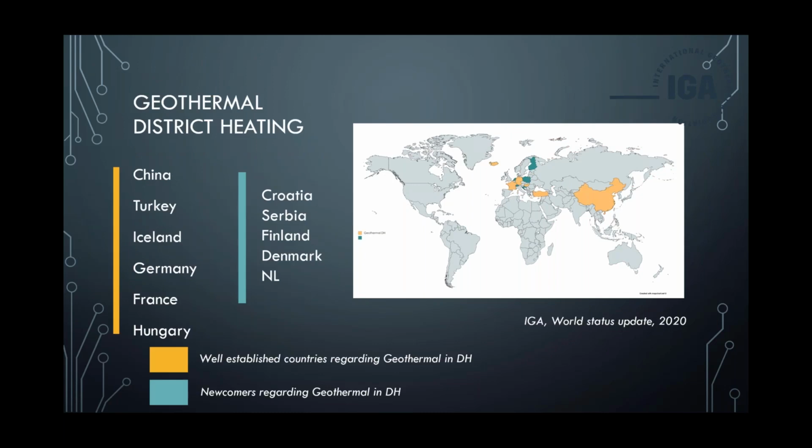If you look at the present state of play of geothermal district heating, in yellow, I've mapped the countries who have, in one way or the other, implemented geothermal in their district heating networks.